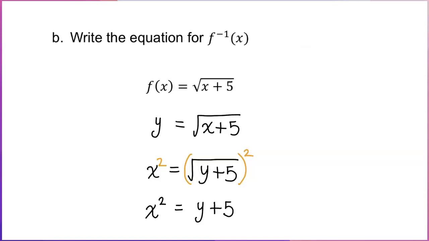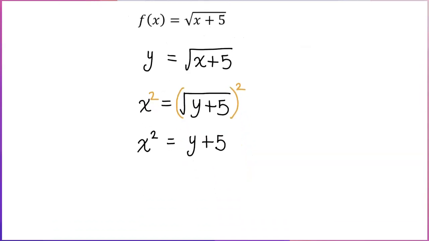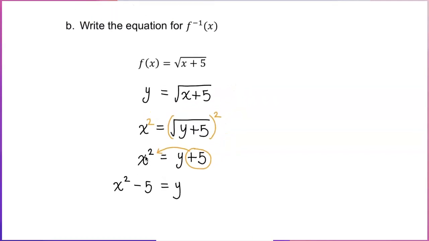Now we're one step away. If I want to solve for y by itself, I will subtract 5, remove that adding 5 to the other side. Okay, so what will happen if I move this or subtract it? I'm going to get x squared minus 5 equals y. And we are done. Once you solve for y, you are done. Now let's write the answer for part B. F inverse of x is equal to x squared minus 5.